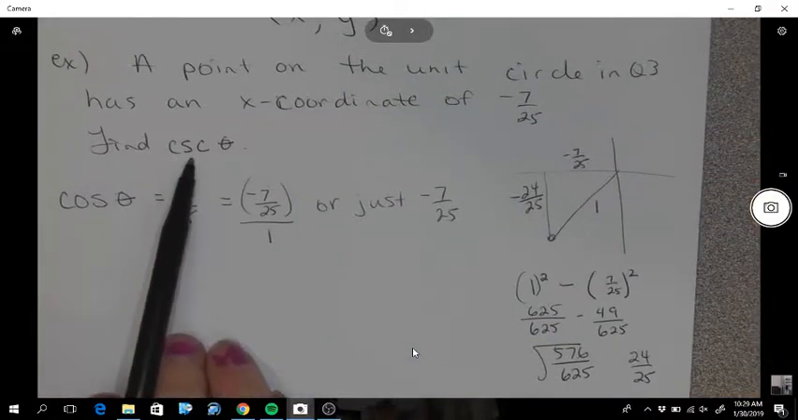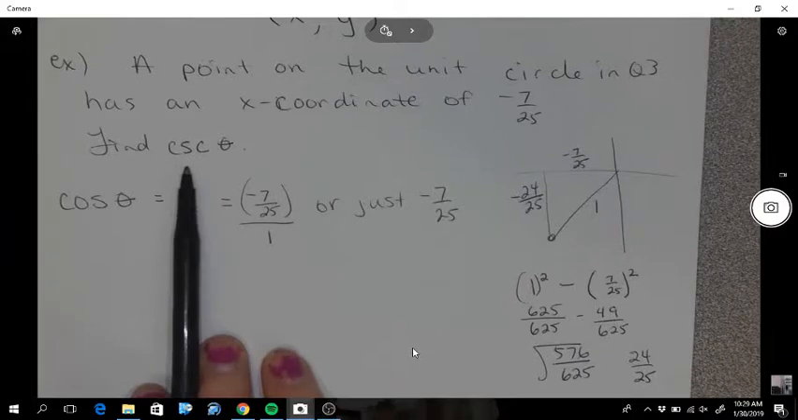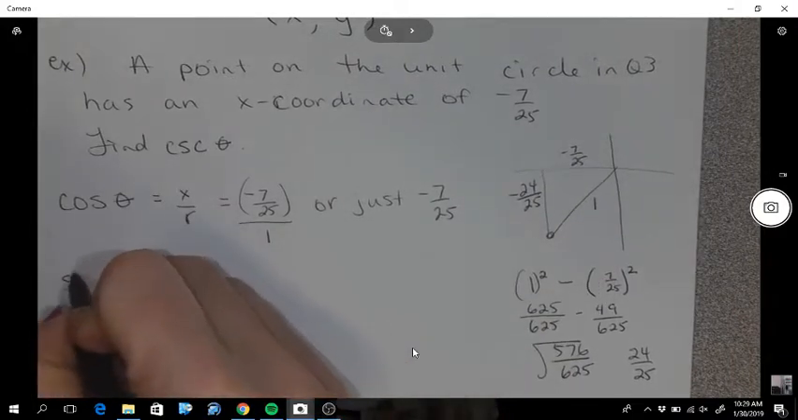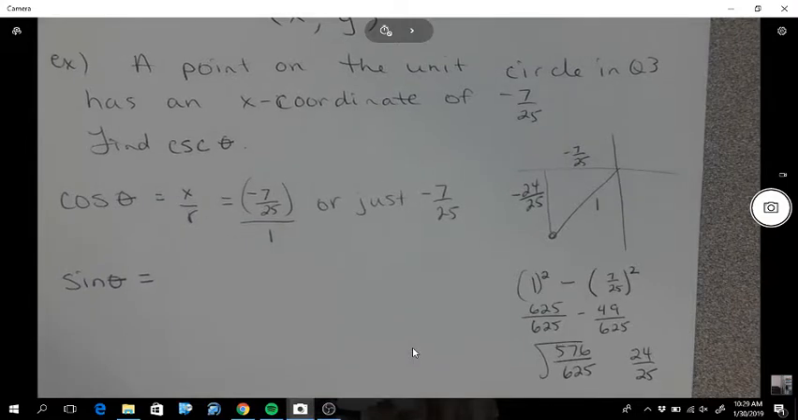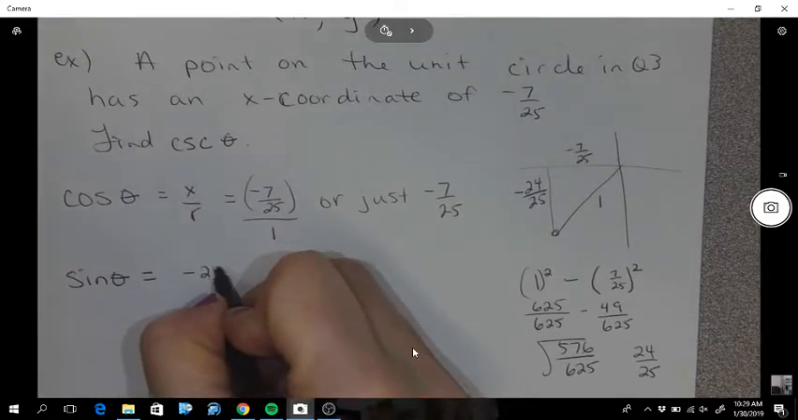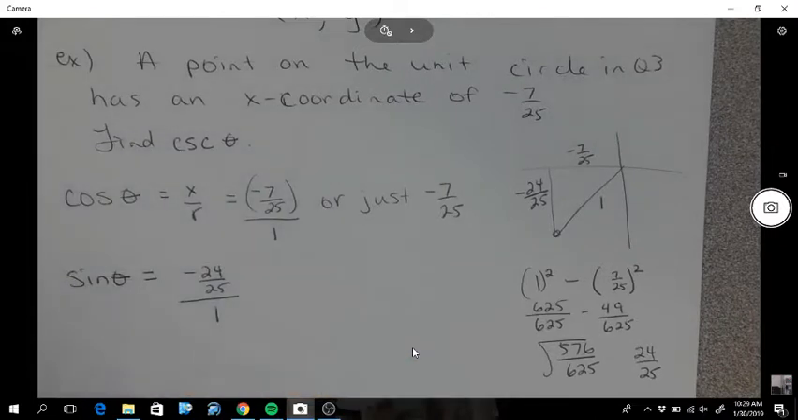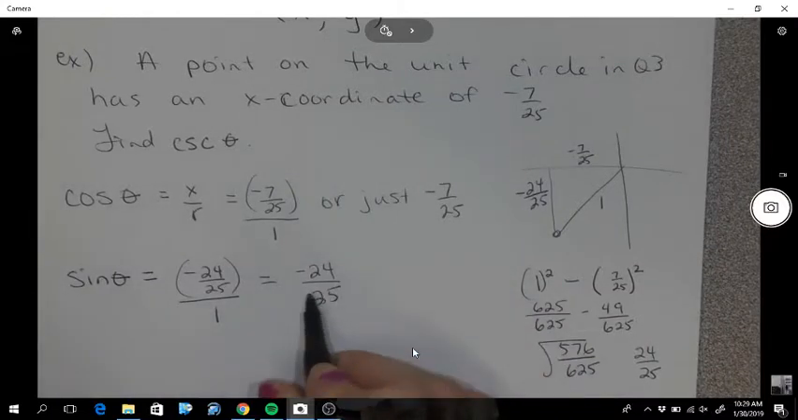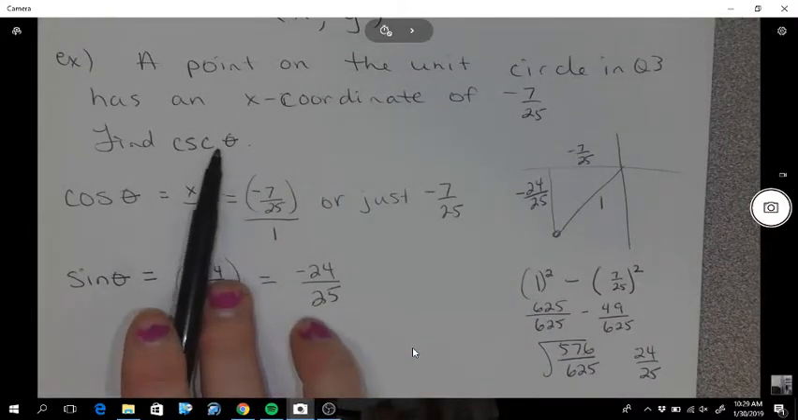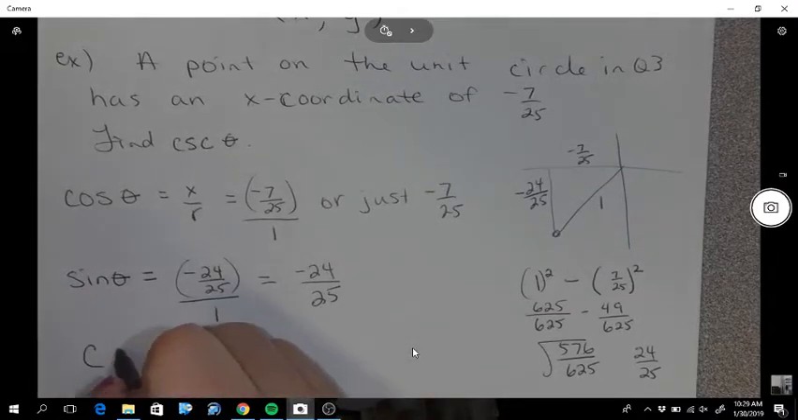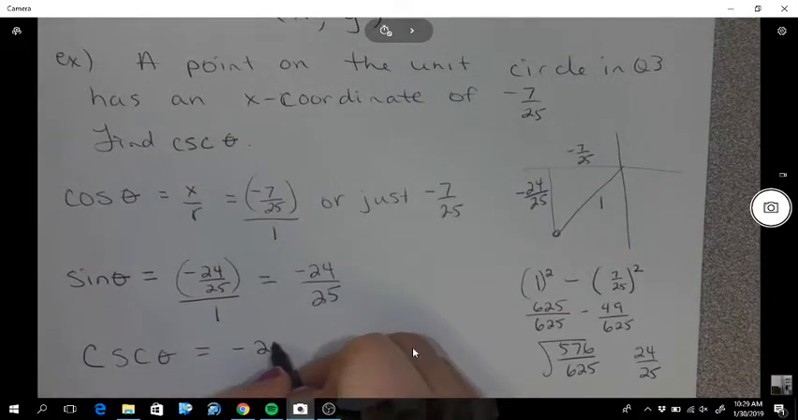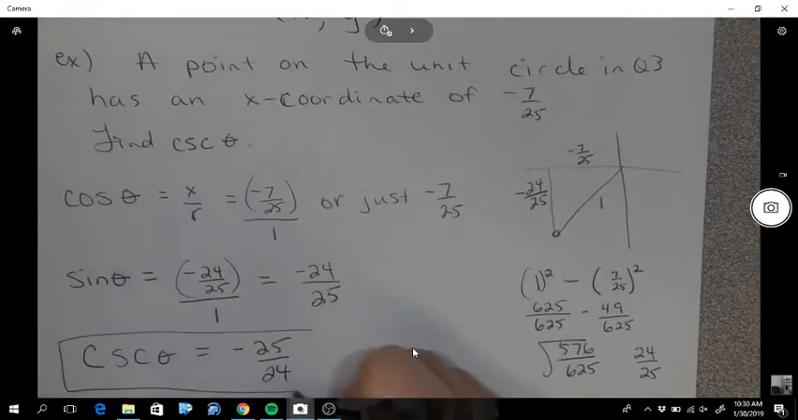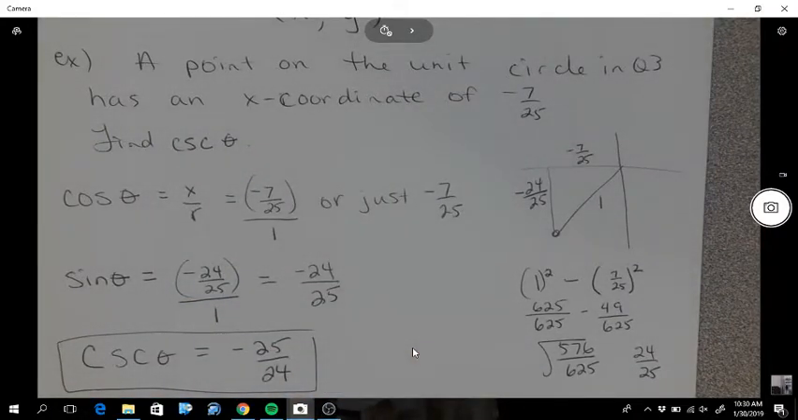So finding the cosecant, okay, so now I know the sine of the angle is the y value divided by the r. So that's the sine. So if I do cosecant, that's the opposite of sine. So now I would have -25 over 24, so I flip that around. Okay?